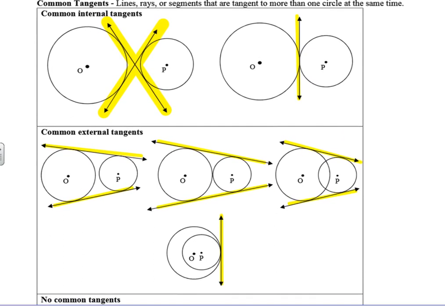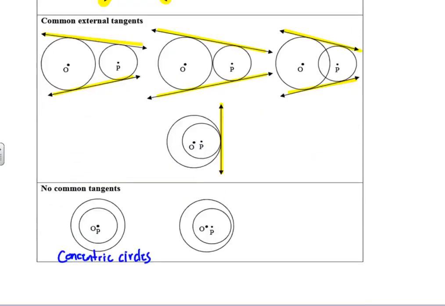Sometimes you'll be asked, how many common tangent lines are there? Back to scenario number one, there would be two from the internal and then two external, so there would be four of them. The one where they touch, the second scenario, there would be three common tangent lines, because you've got this one here, the internal, and then two external.